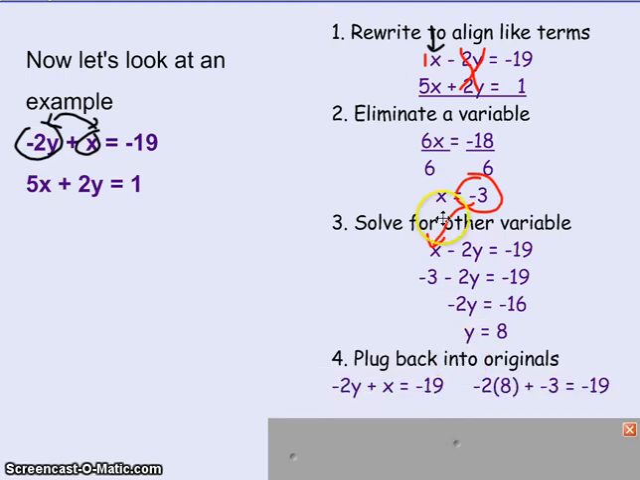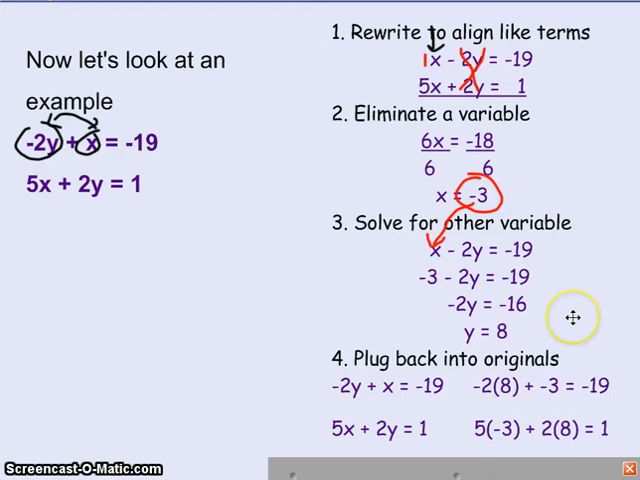Alright. Plug back into the originals. We just want to do that to check it out to make sure that we've got the right solutions, and notice that they both check out, so we know that we have it correct.